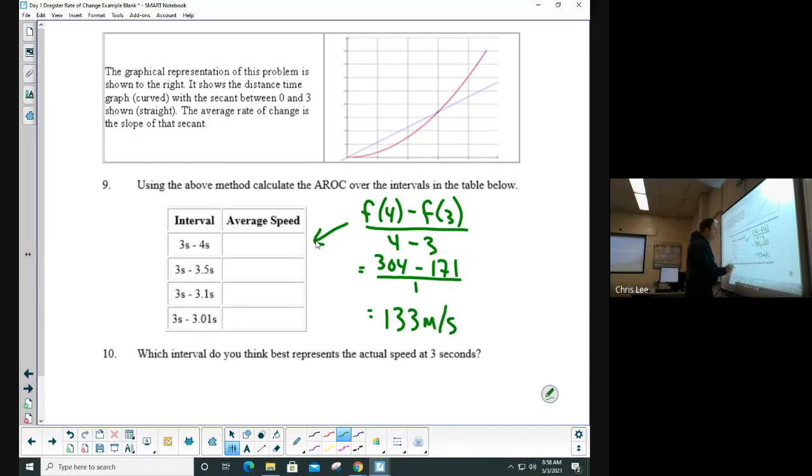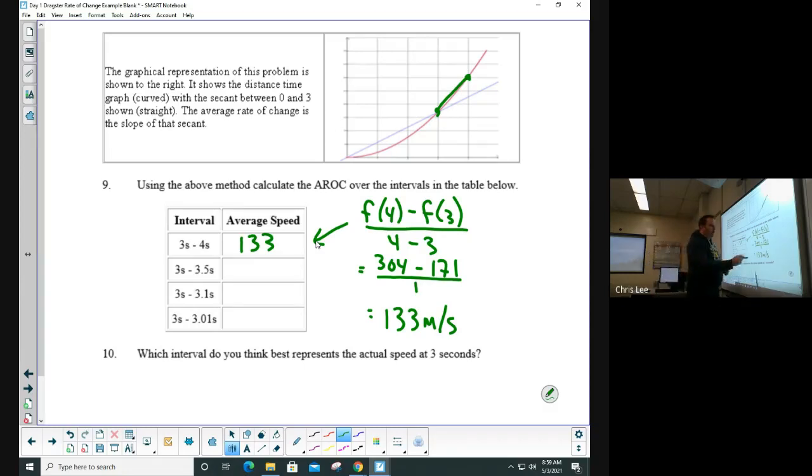meters per second. So that means the average rate of change between the 3 second and 4 second spot is 133 meters per second, which is not surprising because what we're doing is looking at this secant further on. And the graph, of course, is much steeper at that point. Okay? So that will be your calculation for the first one.